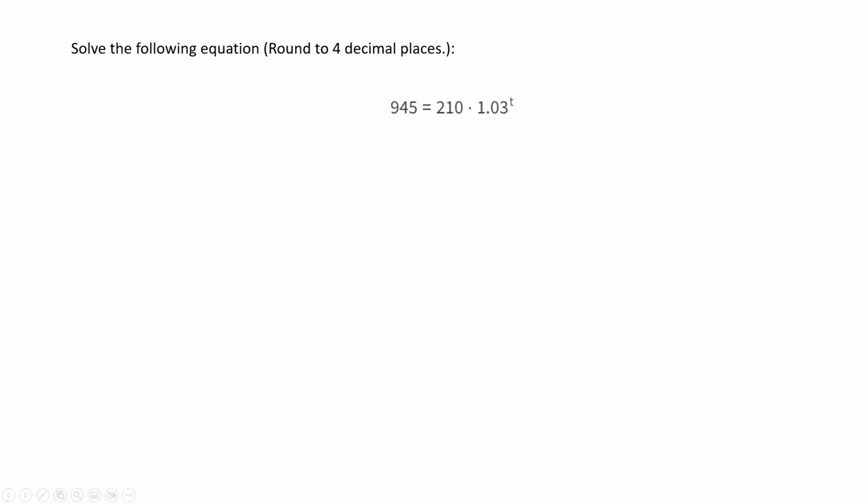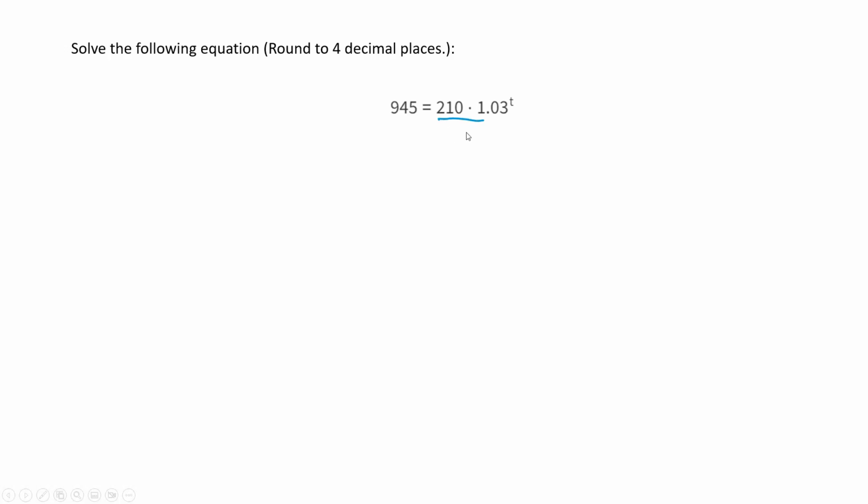Okay, each of these four examples dealt with solving exponential equations, and in order to solve an exponential equation, you need to employ a logarithm, either by performing a logarithm on both sides of the equation or converting the statement eventually into a logarithmic one. So here you have 945 equals 210 times 1.03 to the t. You want to isolate this t.